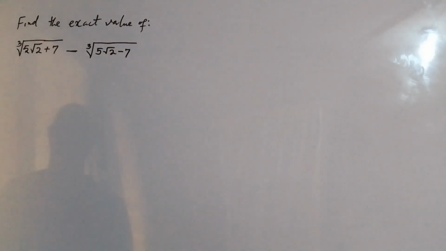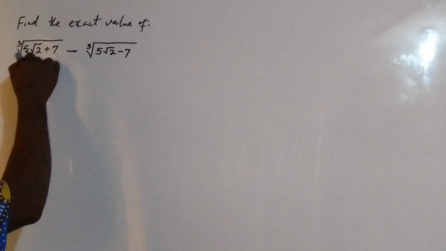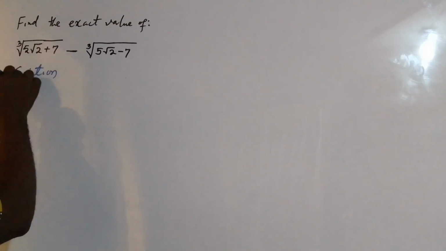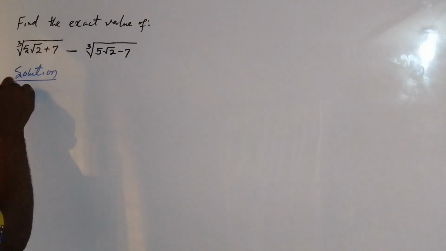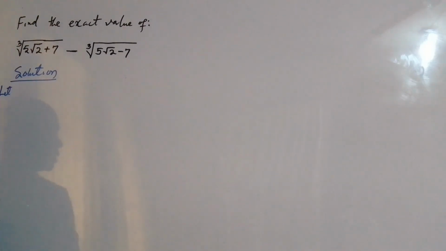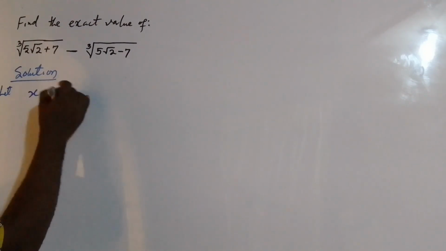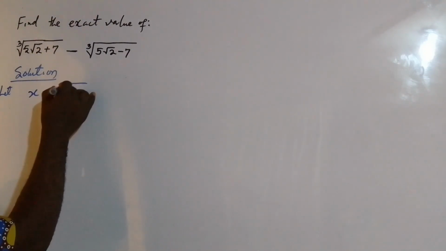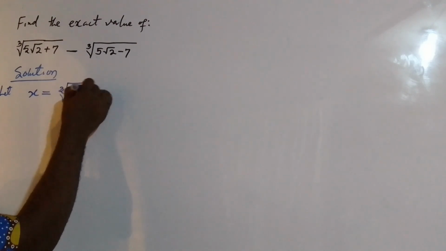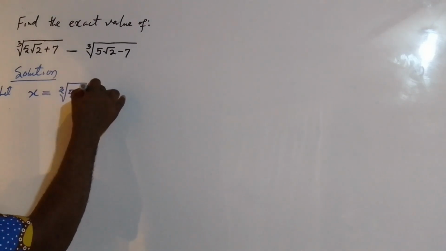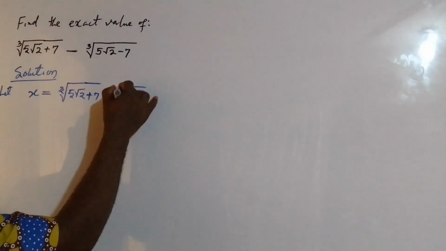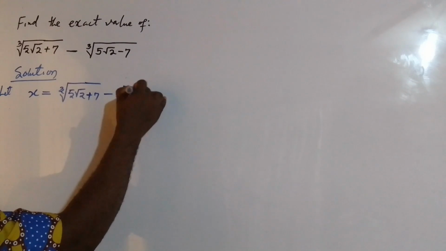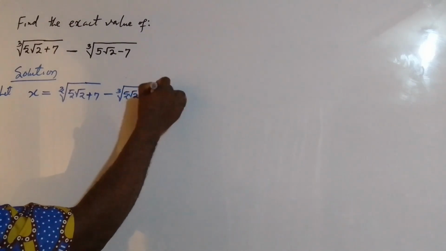So first we have a solution. I bring down the question, so I'm going to simply say let x equal to cube root of 5 root 2 plus 7 minus cube root of 5 root 2 minus 7.